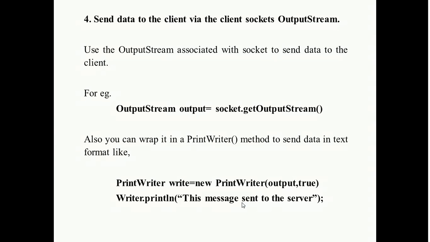Also, we can wrap it in a PrintWriter to send the data in a text format. We already saw the syntax of the PrintWriter in a previous lecture: PrintWriter writer = new PrintWriter(output, true). The argument true indicates that the writer flushes the data after each method call. The PrintWriter is used to send the data in a text format, and when you use a byte array, then we use the write method.